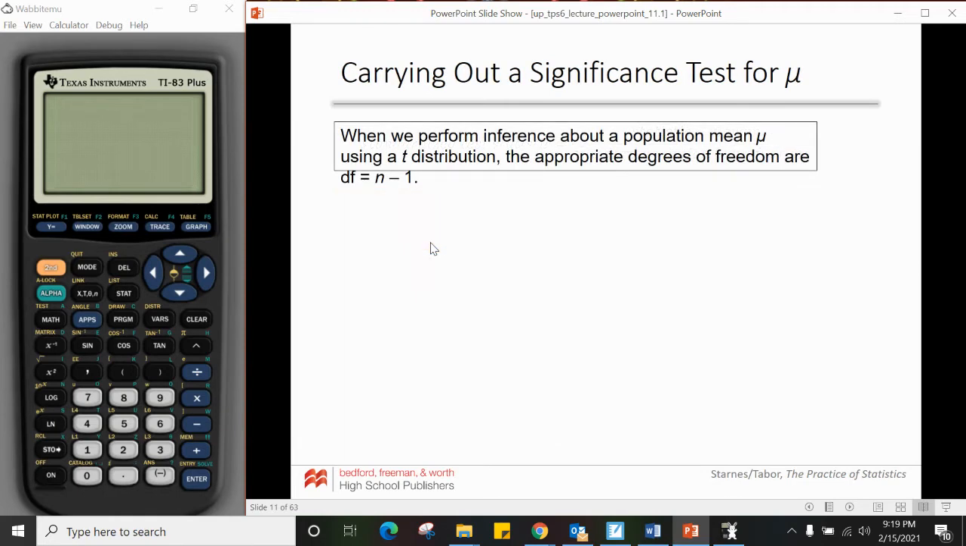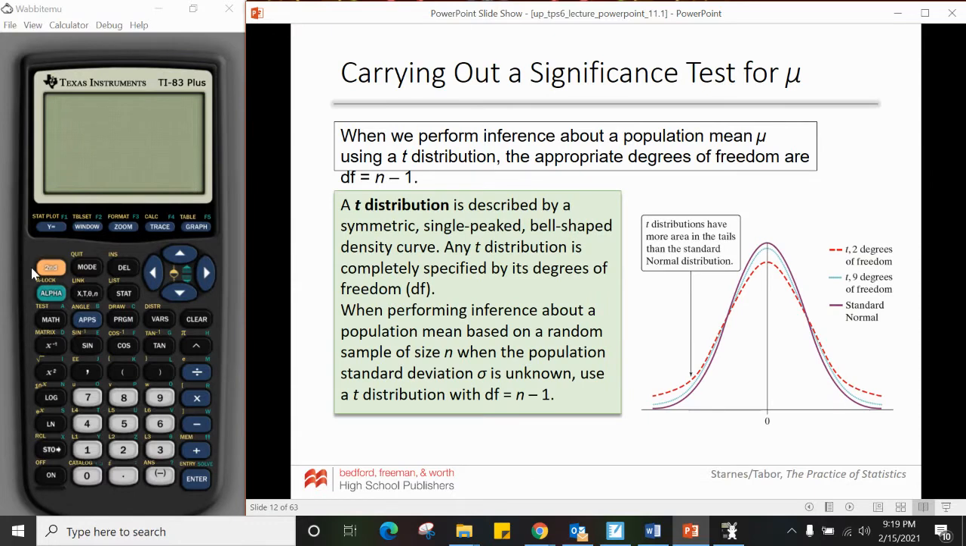And then when we are performing these inferences about a population mean and using the t-distribution, we always need to show the degrees of freedom. And the degrees of freedom is always n minus 1. So it's always one less than the size of the sample. We've talked about t-distributions before, but just another quick reminder. Each t-distribution is specific based on its degrees of freedom.